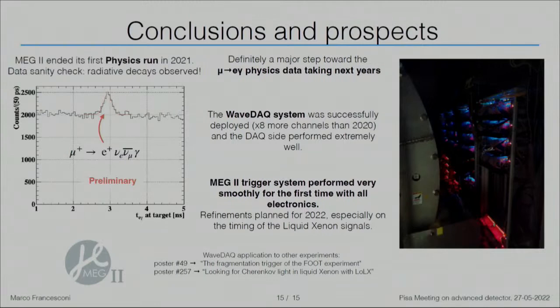So in conclusion, the MEG II ended its first data taking in 2021. As a data sanity check, we did observe the mu e nu gamma peak in the time spectrum, and this is a clear source of goodness of this data set. And the WaveDAQ system successfully scaled to its final form, and the trigger system performed very smoothly in 2021. We are looking forward to the 2022 run.